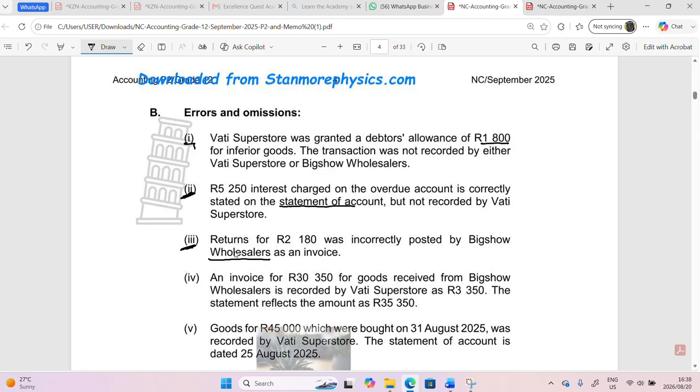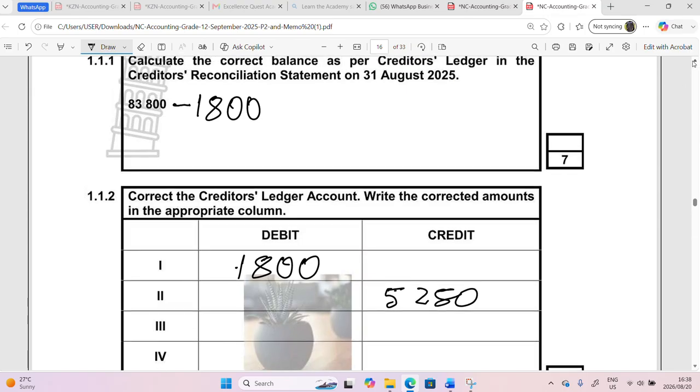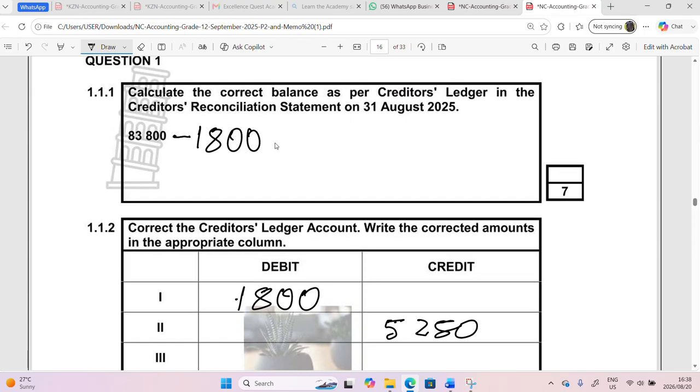So our supplier, we returned goods. Instead of decreasing the amount that we owe them, what did they do? They decided to record this as an invoice, as if we are buying more goods on credit, which means they have increased the amount that we owe them by mistake. So here's what we need to do. We need to cancel that mistake first. We are canceling the mistake.